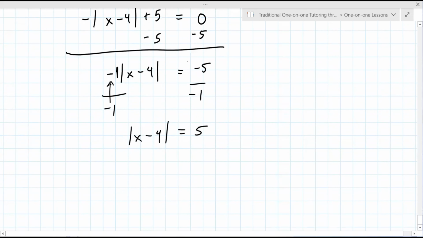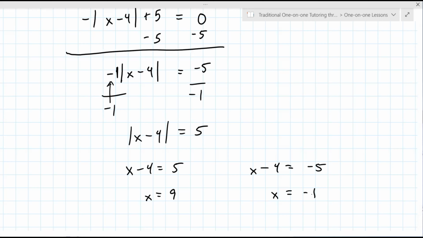x minus 4 equals 5, and x minus 4 equals -5. That would give you x equals 9 and x equals -1. Yes. I've got to look out for that next time. You do. You have to ask yourself, is the absolute value exactly isolated, or is there still a negative out in front, or something else? Because it could make a very big difference.